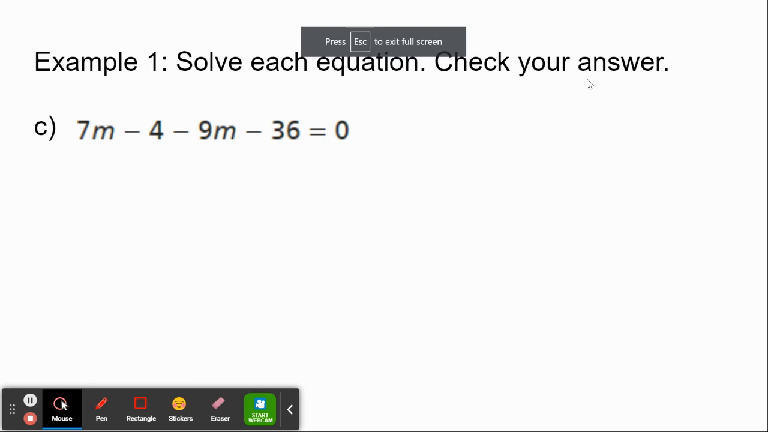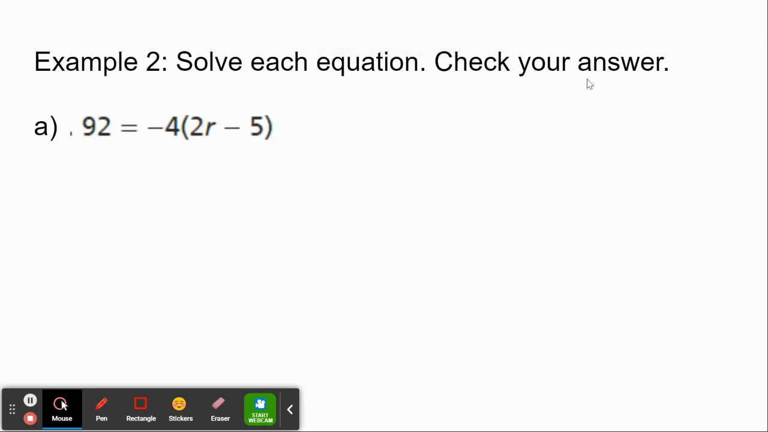All right, video 2 for lesson 1-2 on solving equations. Example 2 here says solve each equation and check your answer. So you're going to see now in these examples we're going to introduce parentheses, and parentheses mean that we need to distribute first. So on the right hand side of this equation I do see parentheses, so the first step here is going to be distribution.